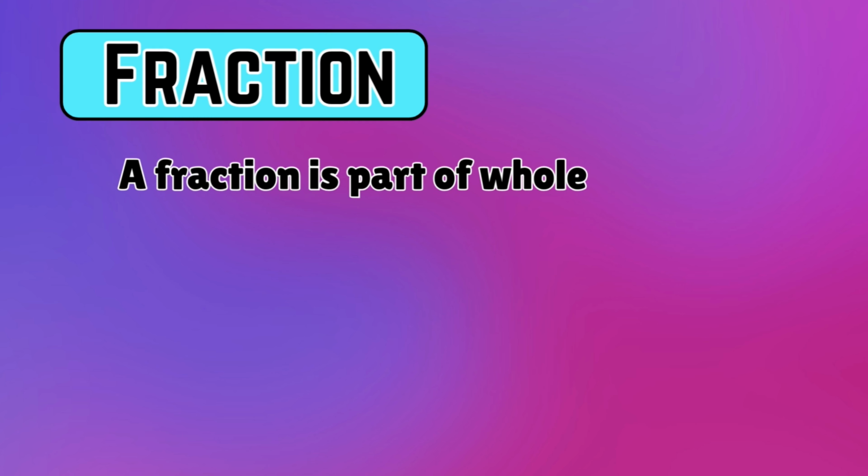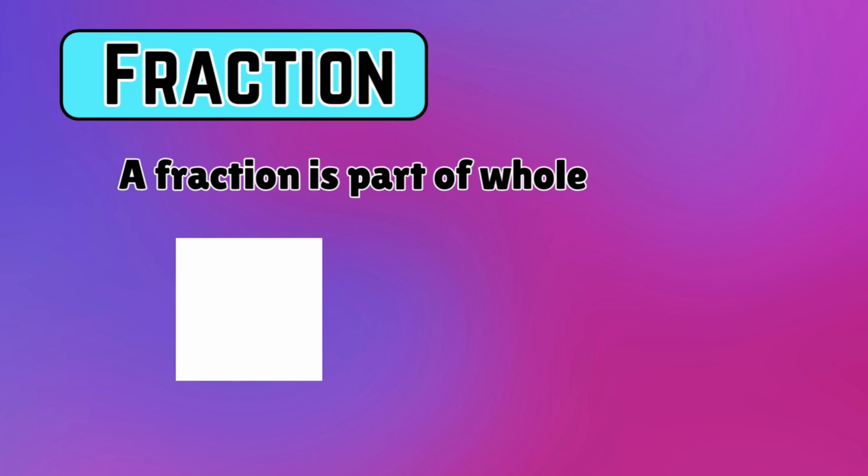Fractions are a little tricky to understand, but don't worry, just give me a minute. A fraction is a part of a whole. Let's understand. Take a square and divide it into 4 small squares. Now we have 4 small squares, which is equal to 1 big square.